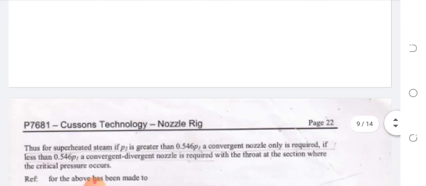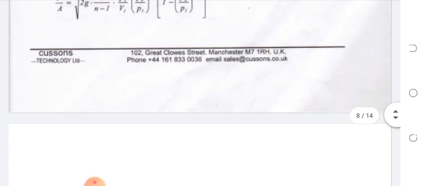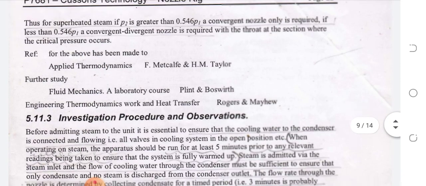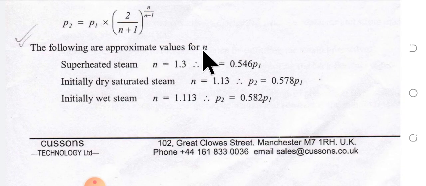These are long derivations, I don't want to go into this derivation. Now coming to the direct conclusion of this derivation, these are the approximate values for n, where n is the index for the steam. For superheated steam n is 1.3, for initially dry saturated steam 1.13, and for initially wet steam 1.113. Currently we have initially dry saturated steam, not superheated steam, because we don't have a superheater. So we just take n as 1.13. This is the discharge pressure, and this is the supply pressure.